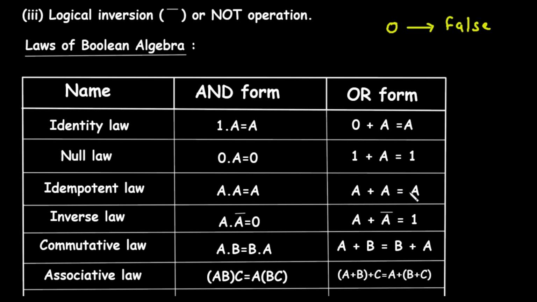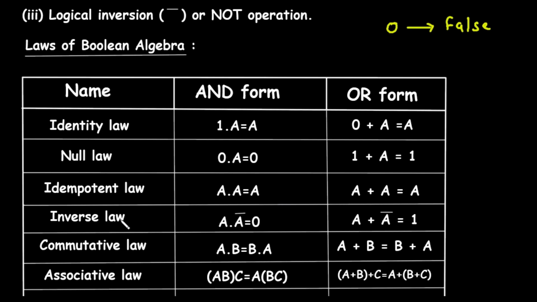That means A or A equals A. Asking is it raining or is it raining is the same as asking is it raining. Then in case of AND form, A dot A is equal to A. And A equals A, this is just straightforward.